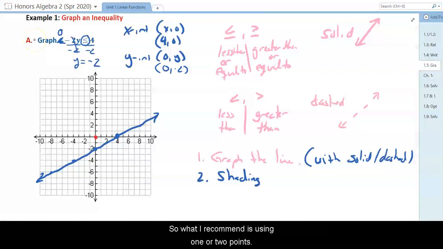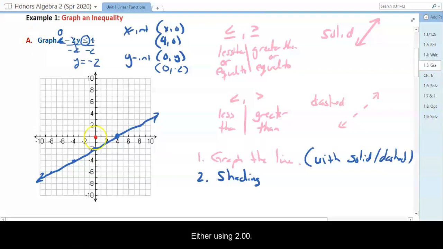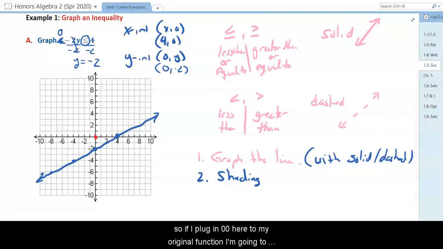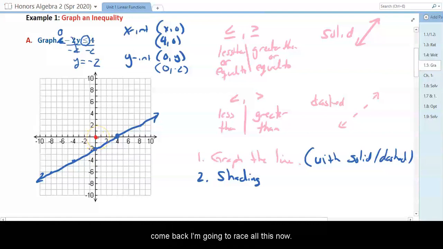So what I recommend is using one of two points, either the point (0, 0) or one of (1, 0), (0, 1), (-1, 0), something in that ballpark. Because remember, anytime you can plug in a 0, anything times 0 is 0, and anything added to 0 is itself. And so if I plug in (0, 0) into my original function, I'm going to erase all this now.